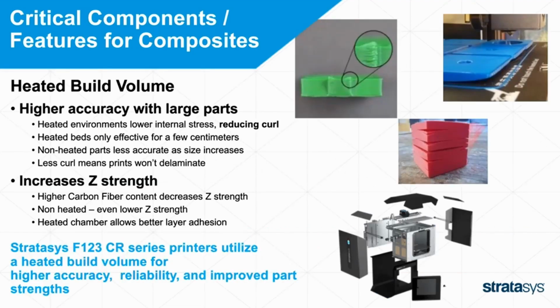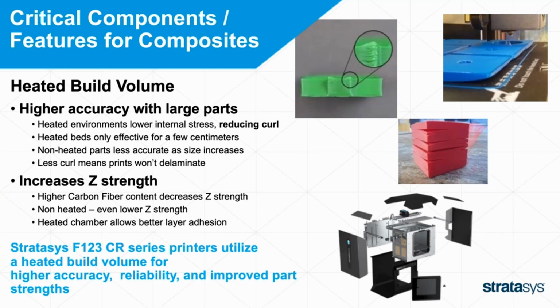Another critical component to consider is a heated build volume. What a heated build volume can do for you is give you higher accuracy on large parts. The way it does that is that a heated environment lowers the internal stresses in a part, reducing curl. You can see curl in two of the graphics on the right, the green part, where those edges are curling up, and then in that blue part, where it's delaminating from the build plate because of stresses in the part. So by heating the part, the stress in the part is reduced, and that does reduce the curl.